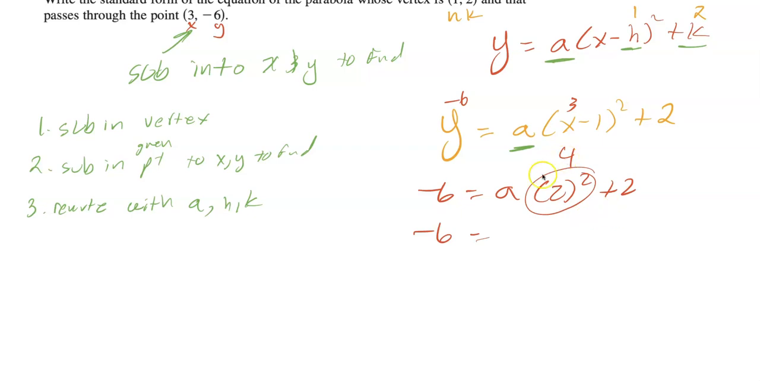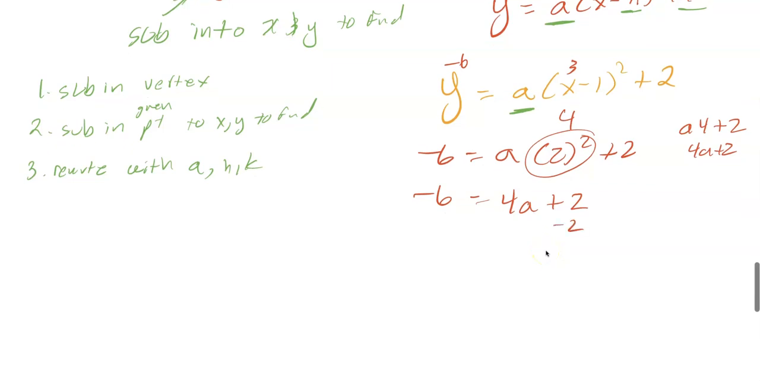I'm going to rewrite this. I'm going to make it 4a. So 4a plus 2. Because the common mistake is people write it like this, which is fine, but then for some reason they add those two together, which you can't do. One's an a, one's not an a. Then we're here to solve. Subtract 2 from both sides: -8 equals 4a. Divide by 4: a equals -2.